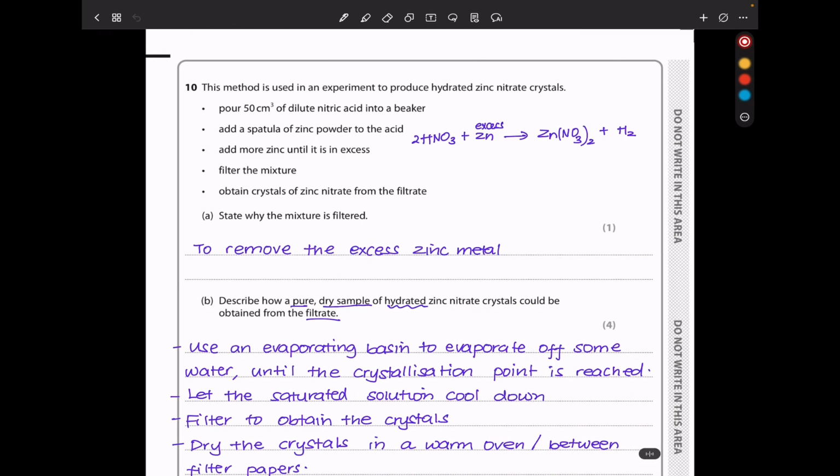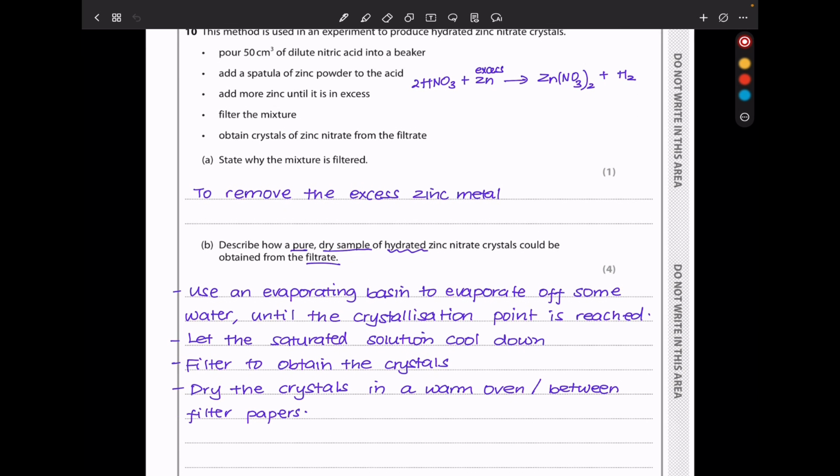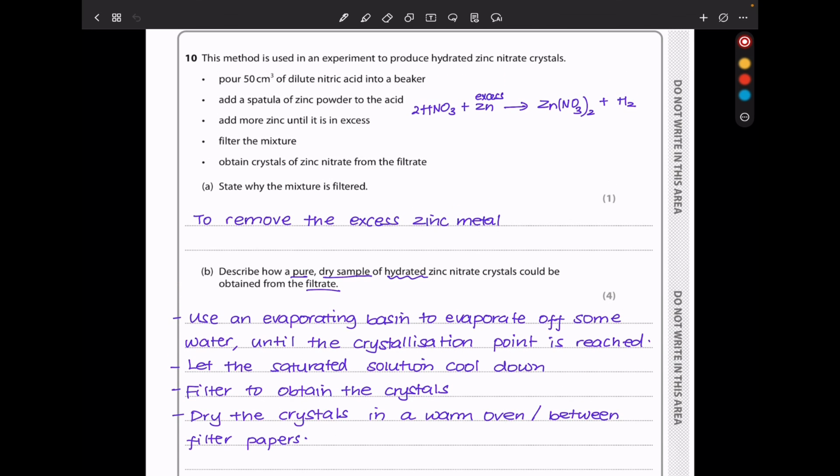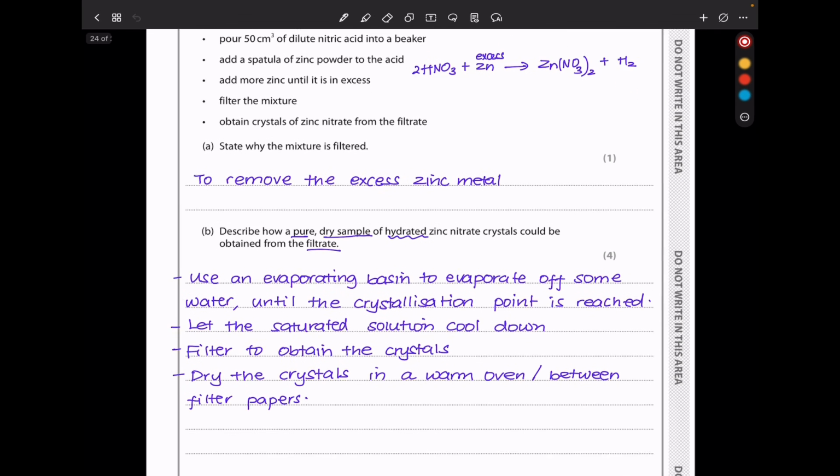In question 10, this method is used in an experiment to produce hydrated zinc nitrate crystals. Pour 50 centimeters cubed of dilute nitric acid into a beaker. Add a spatula of zinc powder to the acid, then add more zinc until it is in excess. Filter the mixture and obtain crystals of zinc nitrate from the filtrate. So they say state why the mixture is filtered. Looking at this reaction I wrote here, zinc is going to be a solid and it's going to be in excess. So once the reaction is completed and all the acid has reacted, the excess zinc is going to be left. So we filter so that we get zinc nitrate.